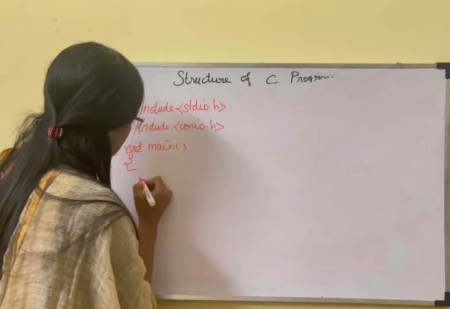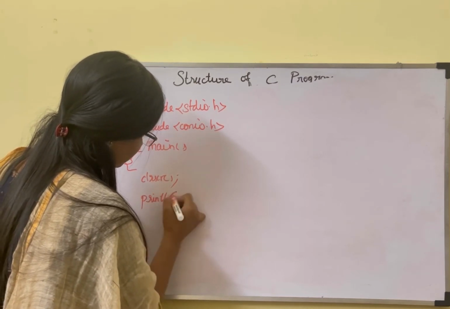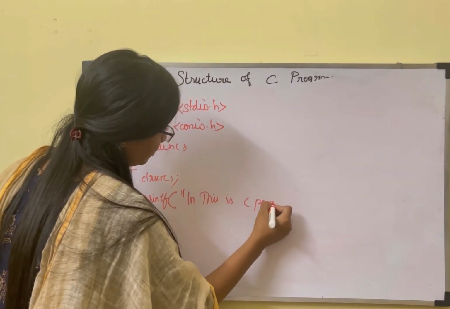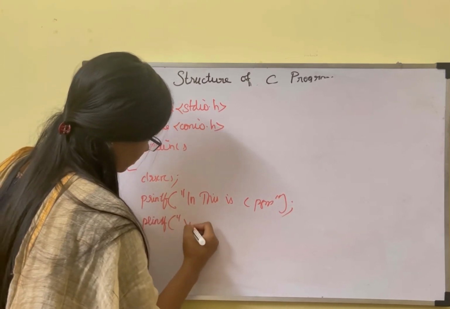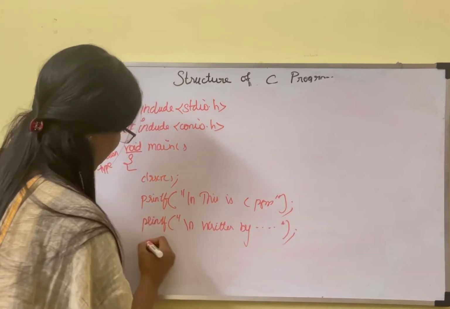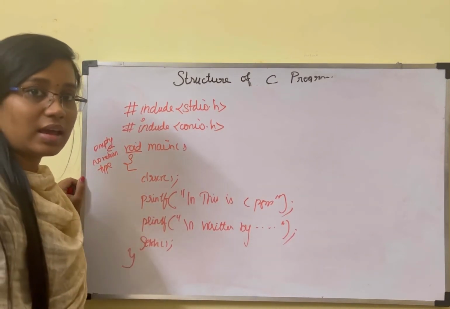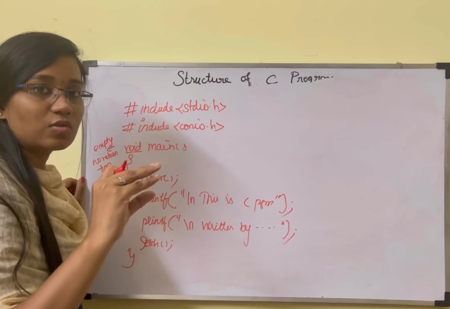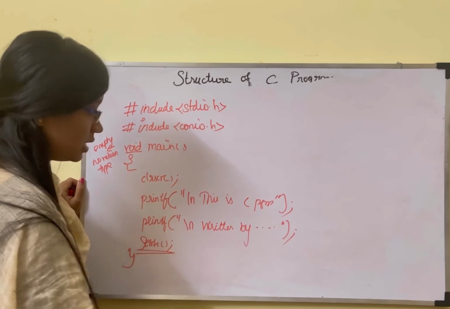Stdio, conio, void main, and then clear screen clrscr, then printf, this is C program, written by. And getch. If I do not use getch, sometimes there will be an error thrown, or whenever I try to run the program, it will not run, it will just blink and go. The screen will just blink, I will not get the output screen. So the getch command is very important.